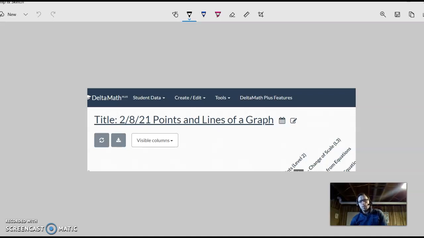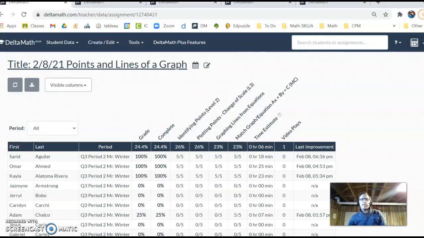We're going to look at the homework from yesterday entitled 2.8.21 Point in Lines of a Graph. Had a few students who reached out and said they didn't understand part of it, mainly the last two parts, so we're just going to take a peek at that today.